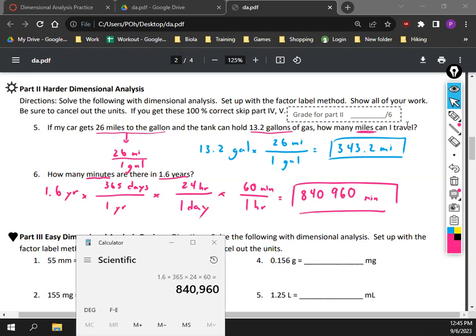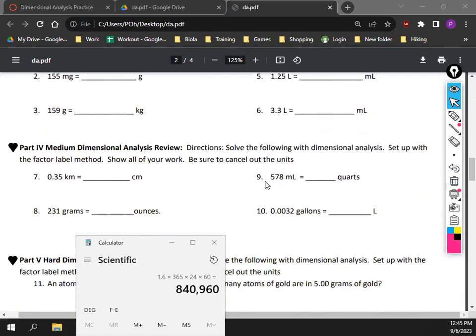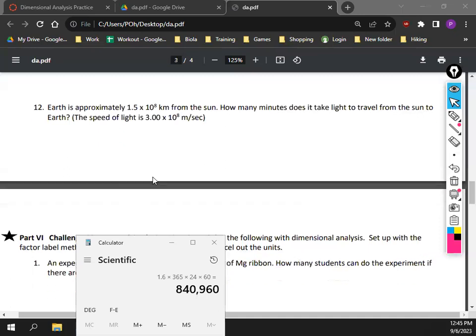Okay, so let's move on to a different one. For this one, I wanted you to work a little bit with scientific notation because there is a question on the test where you'll have to be able to interpret them. So let's go down to number 12 right here, the one that has scientific notation.